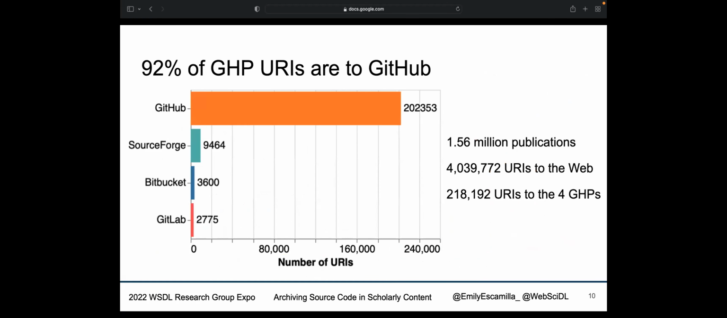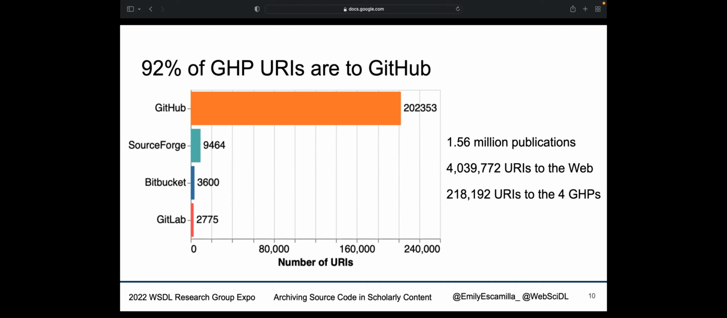Okay, so in our analysis, we looked at 1.56 million publications, like I said, a really large corpus. And we found over 4 million URIs to the web at large. We excluded any links to arXiv or any DOIs, assuming that services like LOCKSS, CLOCKSS, and Portico probably archived these things. And then we also excluded any links to localhost or IP addresses. So outside of that, we had 4 million in-scope URIs that were referencing the web at large.